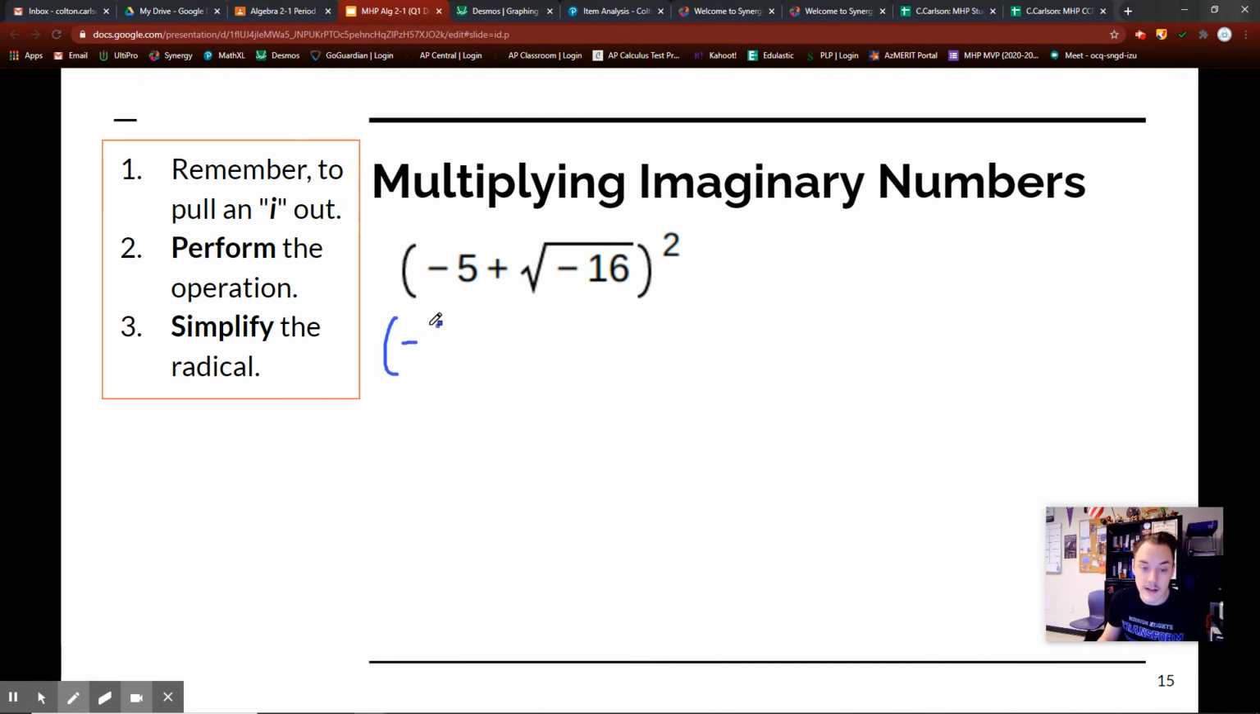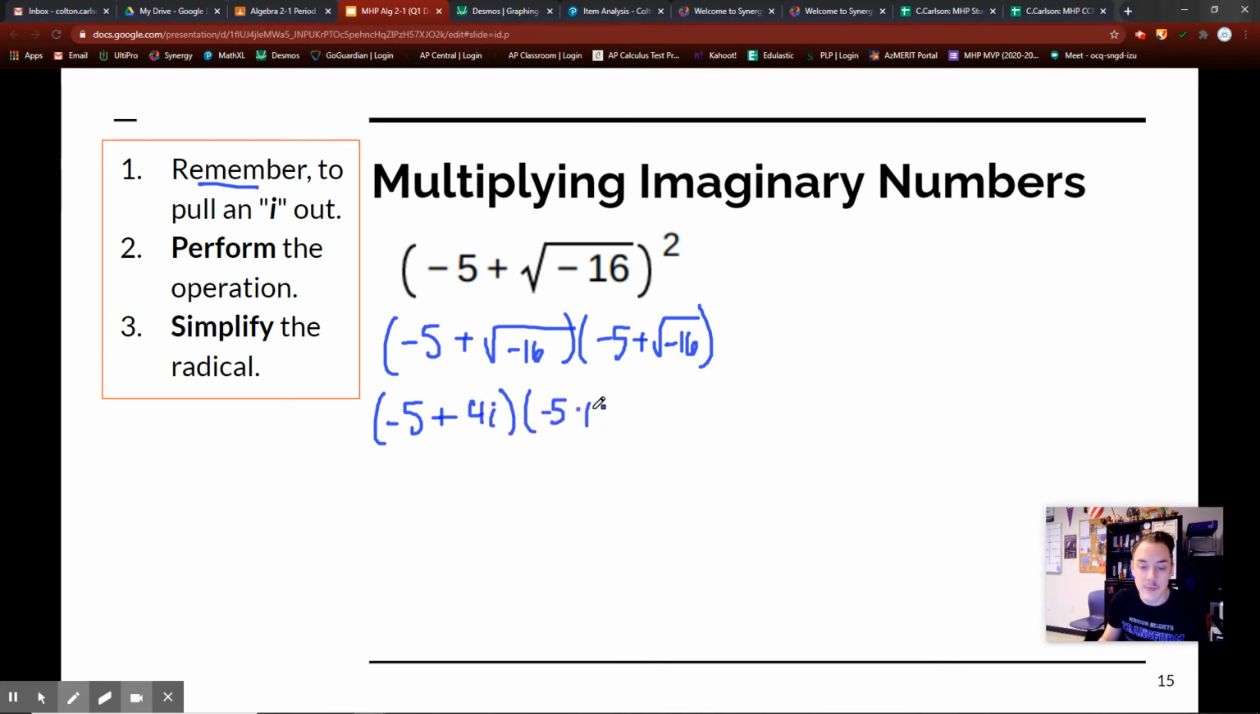So this is going to be negative 5 plus radical negative 16, and then negative 5 plus radical negative 16. Now I'm going to pull an i. Remember, that's my first step. So negative 5, plus, now watch, I'm going to pull an i and perform the operation. Radical 16 is 4, pull out an i, so this is 4i. And then this is negative 5 plus 4i. Now notice I'm not going to multiply these radicals, like do my outer terms. That's ridiculous. I can simplify it even more right here by doing this operation.